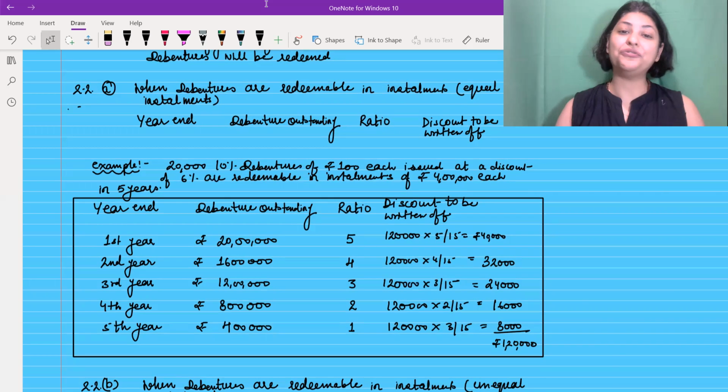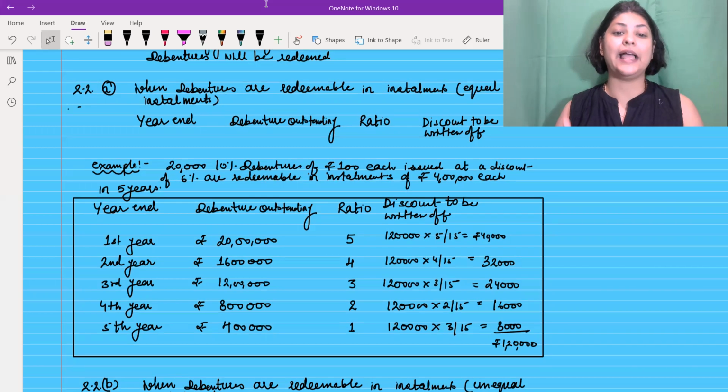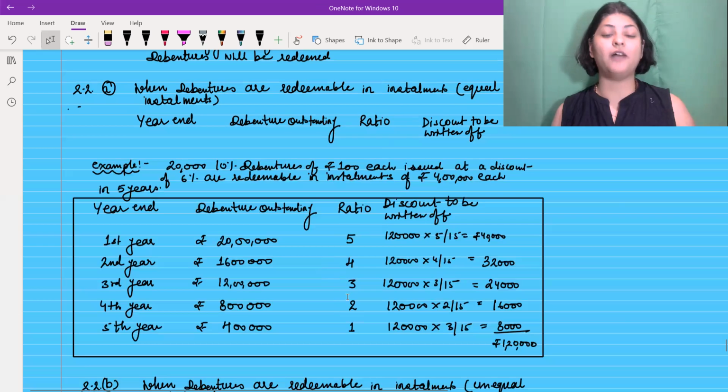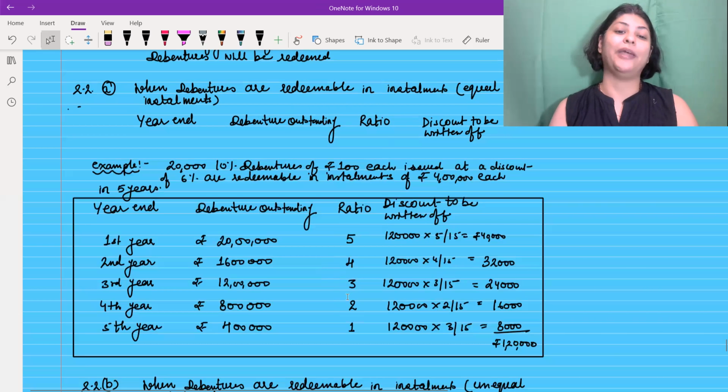Understand it once again. When you read, sometimes students misunderstand it, and from the first year only, they start writing 16 lakh, 12 lakh, 8 lakh, and 4 lakh. So at the end of the fifth year, they get nil. But in that way, your ratio will become wrong. What you have to do is write the full amount of outstanding debentures at the end of the first year, and then from the second year onwards, keep on reducing the amount which you are redeeming at each year end. That way, your ratio comes to 5, 4, 3, 2, 1. How did this ratio come? I've simply written this 20, 16, 12, 8, and 4 in the ratio. You can write 20 is to 16 is to 12 is to 8 is to 4 also.